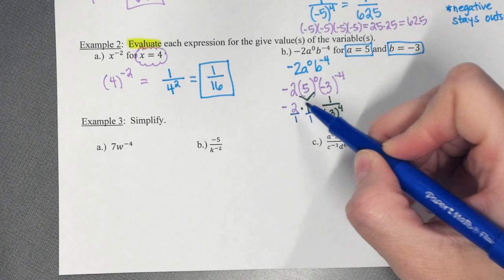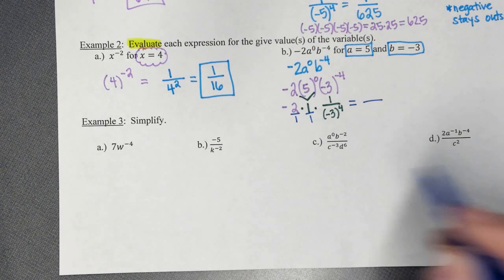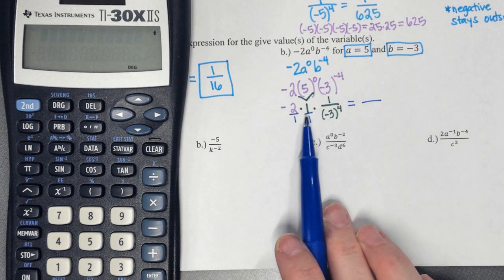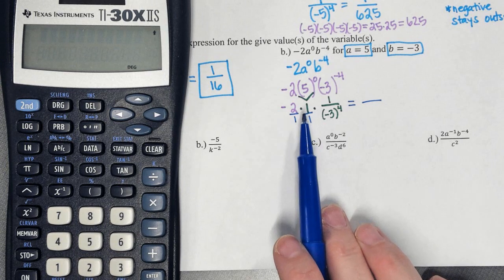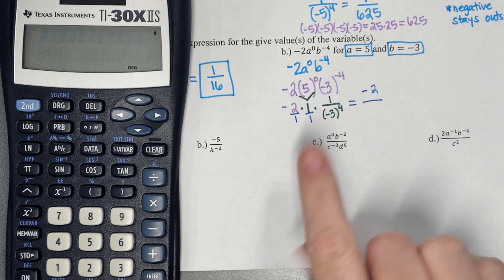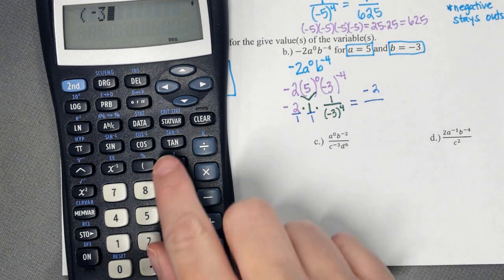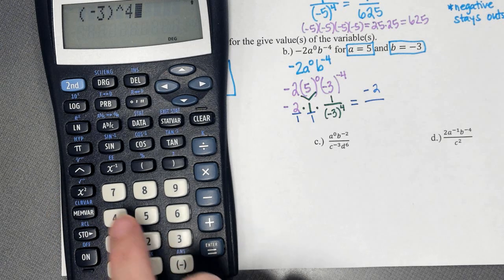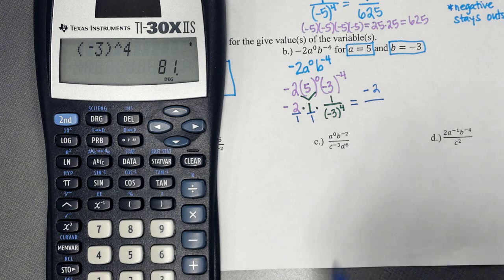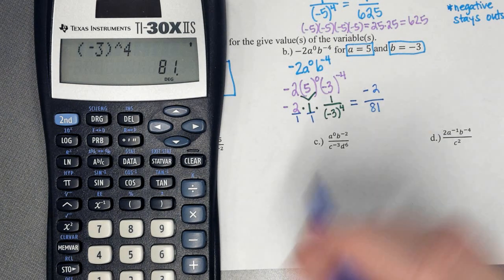Okay, so what's negative 2 times 1 times 1? Some of you could probably do that without your calculator, right? What's negative 2 times 1? Negative 2. Okay, now this one, do you know how to do it without your calculator? No. Oh, okay, sorry. That's what I thought you were saying is easy, but yes. So all you have to do is negative 3 to the 4th, you should get 81.